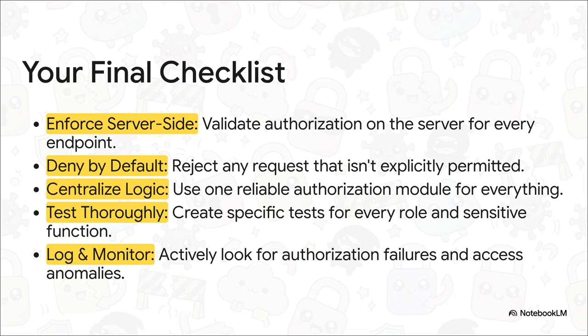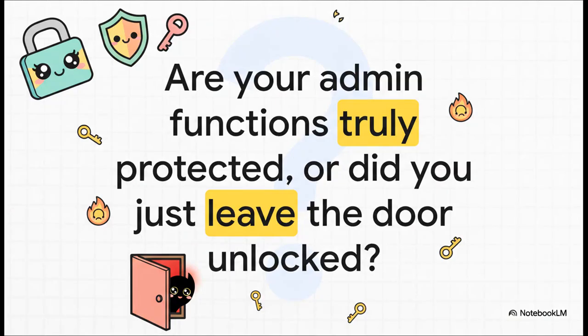A sudden spike in 403 forbidden errors could be the smoke that tells you there's a fire. It could be your first and only warning that someone is trying to break in. So I'll leave you with this. I want you to go back and really think about your own systems. Are you absolutely positive that every single one of your admin functions is protected by strong server-side checks? Or is there even a small chance that somewhere, deep in your API, you might have left one of those doors unlocked?